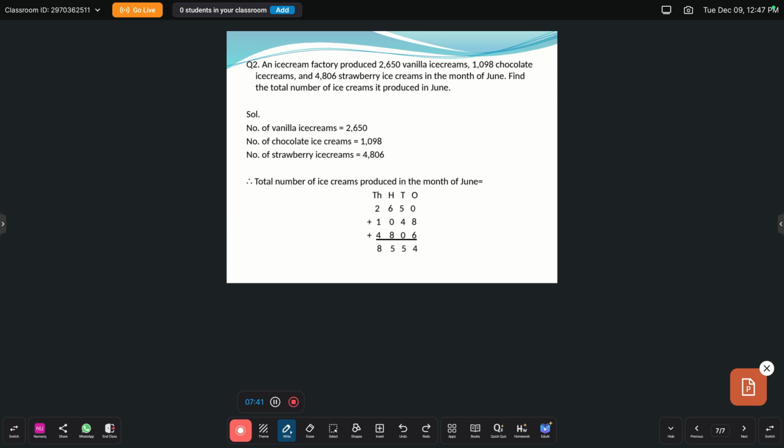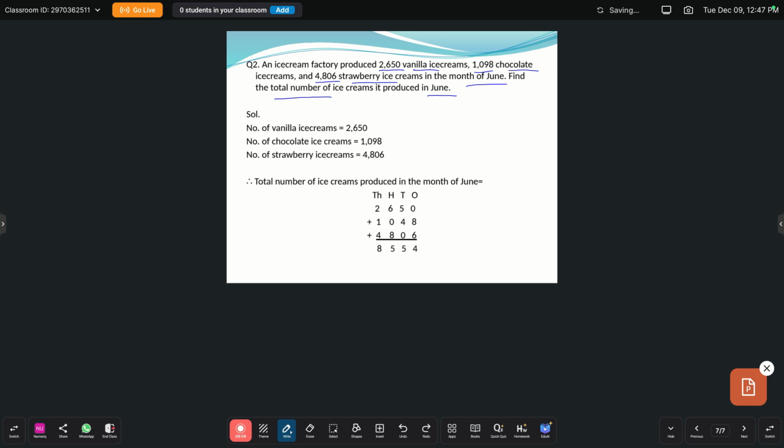It's question number 2. An ice cream factory produced 2,650 vanilla ice creams, 1,098 chocolate ice creams, and 4,806 strawberry ice creams in the month of June. Find the total number of ice creams it produced in June.